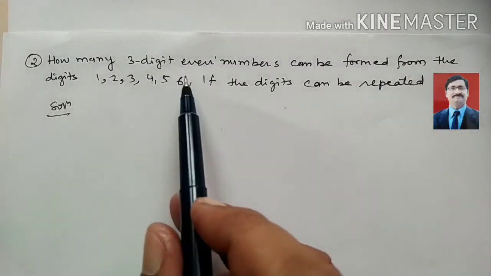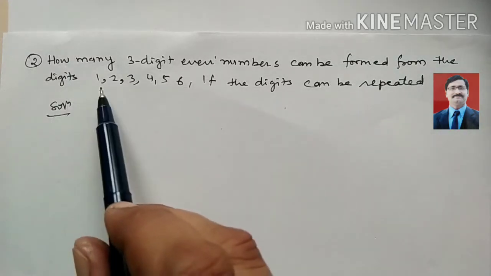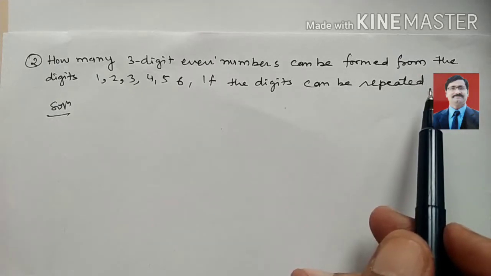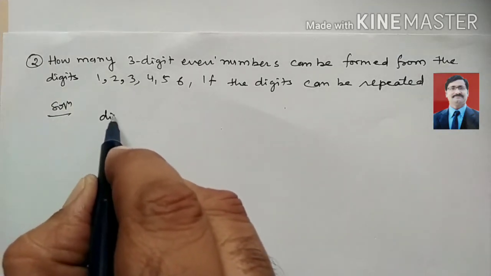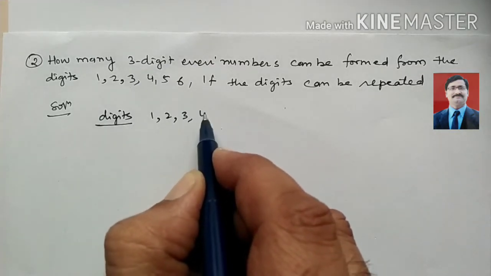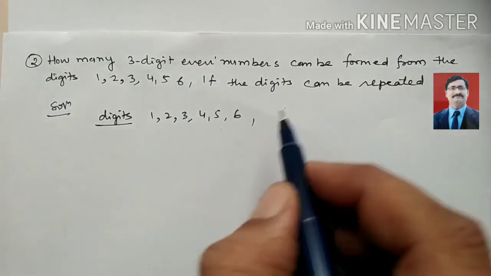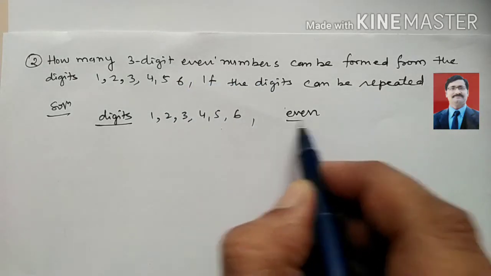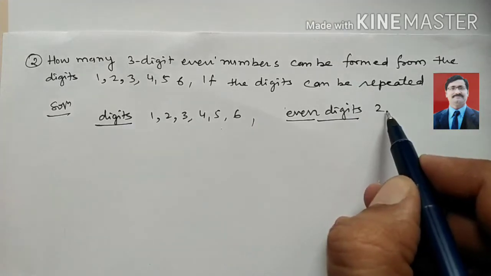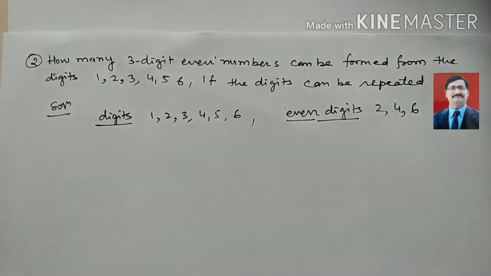How many 3 digit even numbers can be formed from the digits 1 2 3 4 5 6 if the digits can be repeated? So look here, we have digits 1 2 3 4 5 and 6, and we have to prepare an even number. So from these we have to check the even digits. Okay, so even digits are 2, 4 and 6. All of you understand this?